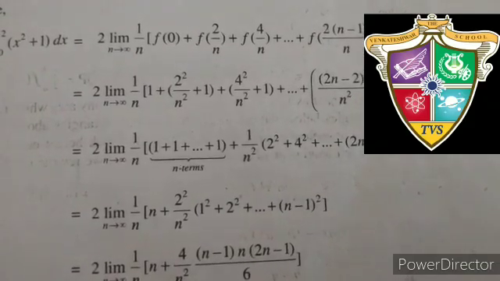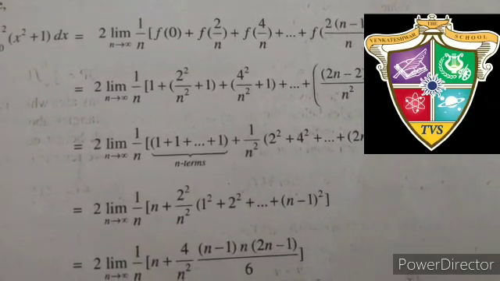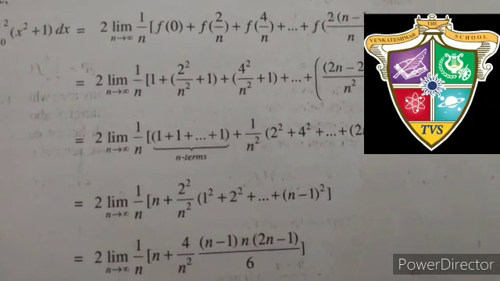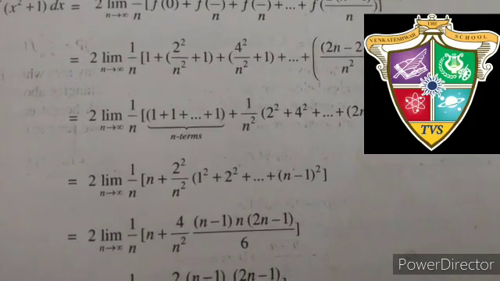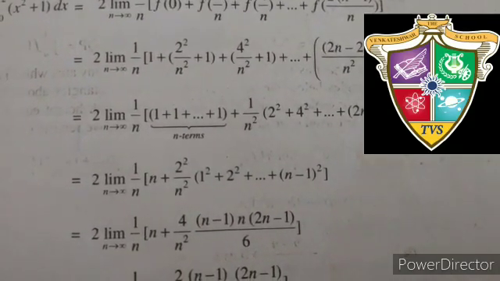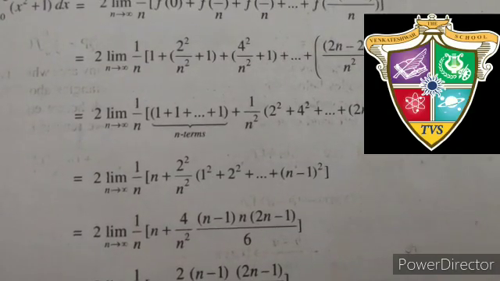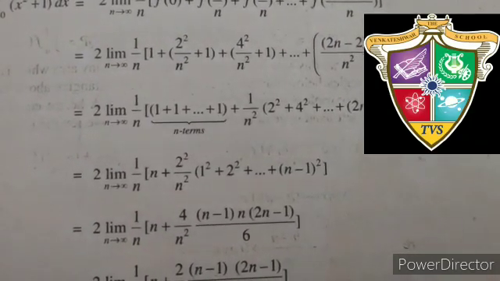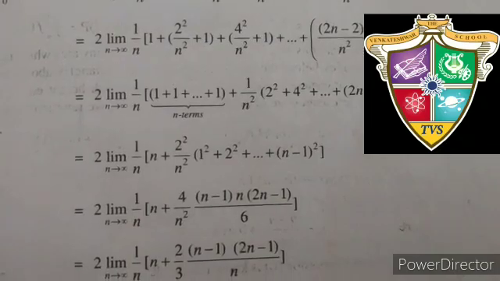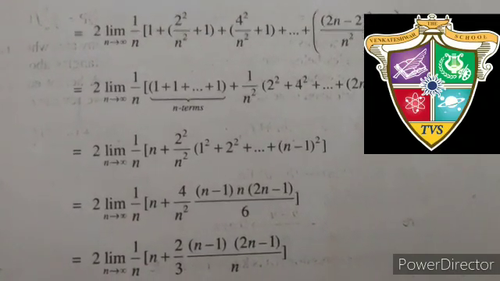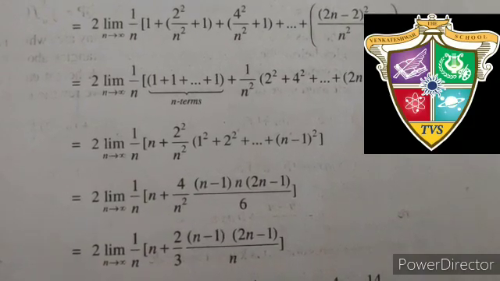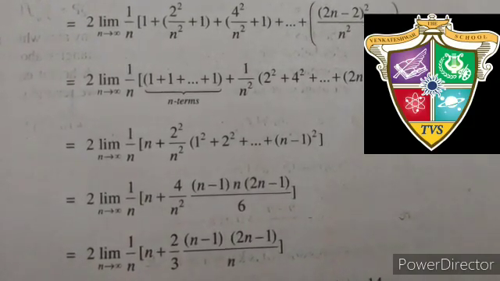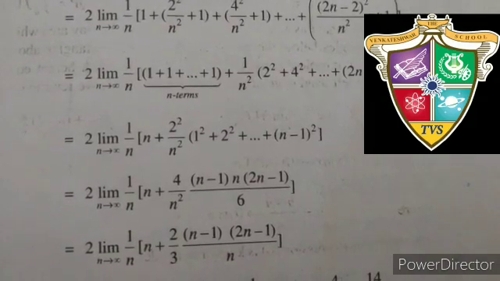And the remaining 2 square by n square, 4 square by n square, you write them together. So, what you get? 2 square by n square multiplied by whatever is there inside. You get 1 square plus 2 square, like that, (n minus 1) whole square. Now, you know the formula. The mathematical induction formula gives us 1 square plus 2 square plus dot (n minus 1) whole square will be (n minus 1) n (2n minus 1) by 6.